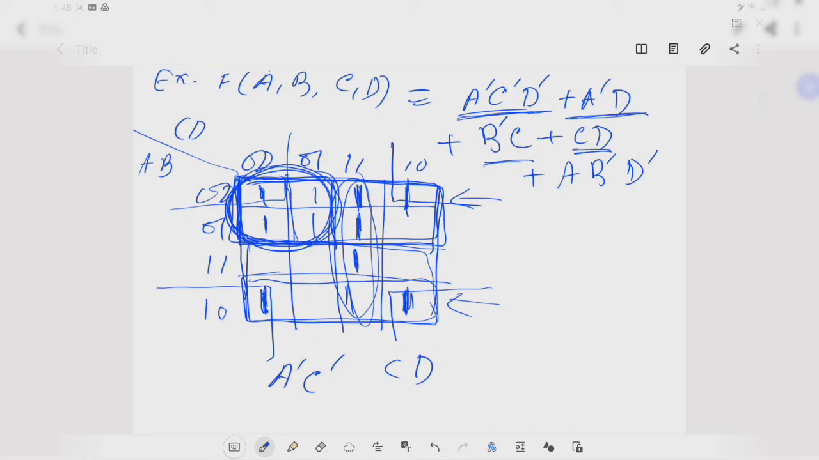This one, that one, that one, and that one: these 4 ones are consecutive and symmetric. What is common in them? A is not common, but B is 0, so B is common. C is not common, but D is 0. So B prime, D prime, and we add pluses here. So F is the simplified function for the given function.